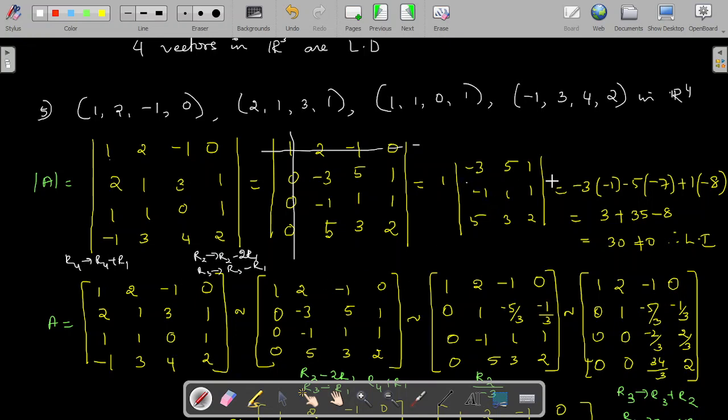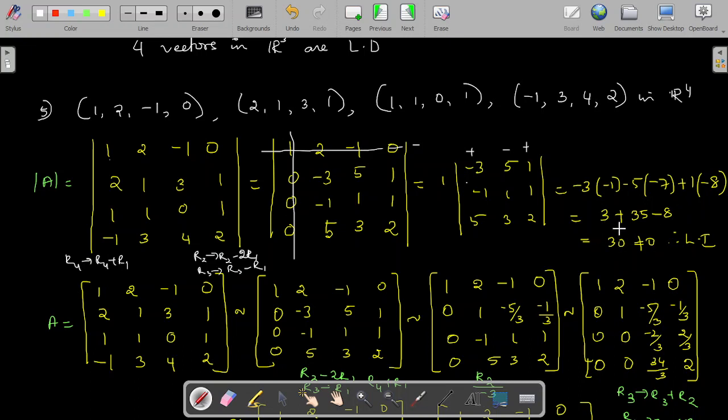Now evaluate this determinant. Minus 3 into 2 minus 3 is minus 1. Minus 5 into, plus minus plus. I hope you know how to evaluate a determinant. 5 into minus 2 minus 5, that is minus 7. Then plus 1 into minus 3 minus 5, minus 8. So this is 3 plus 7 plus 7 5s are 35, minus 8 1s are 8. So 35, 38 minus 8, 30, not equal to 0.